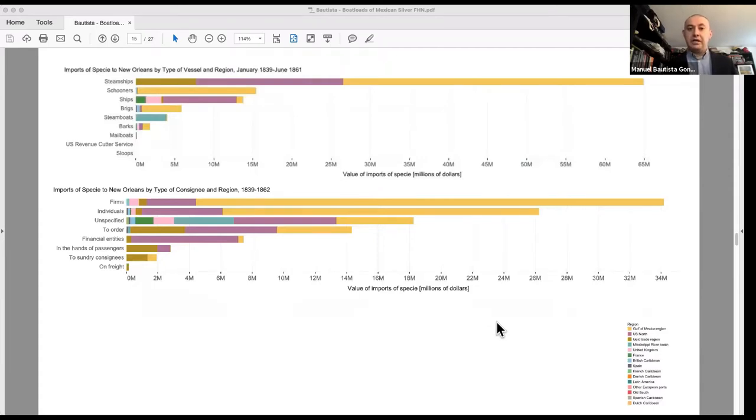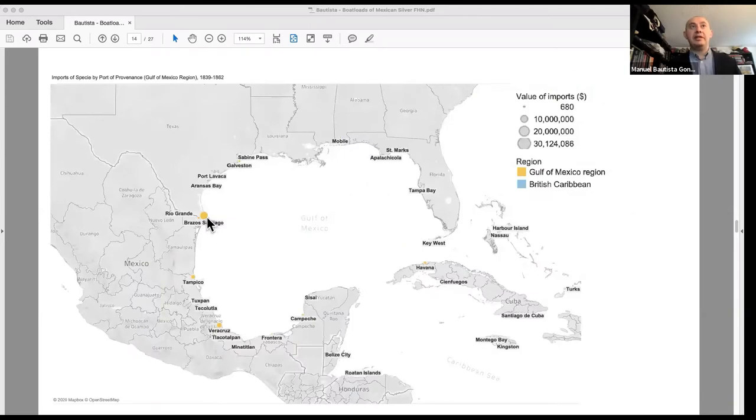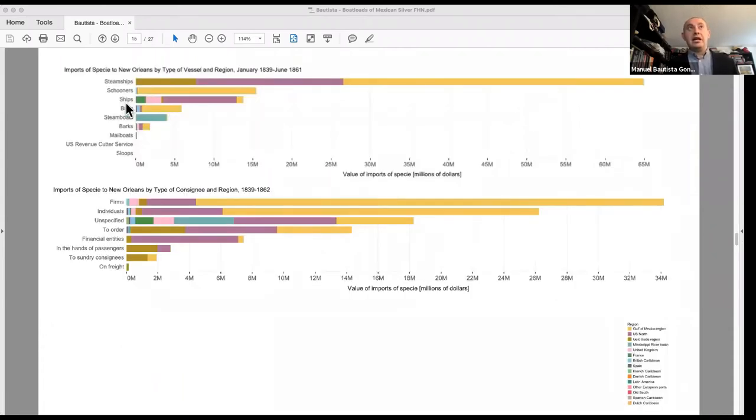What kind of ships and maritime and new transportation vessels were being used to transport this specie? Most of the specie was being brought in by steamships. These steamships made the route between Brazos Santiago and Tampico and Veracruz onto New Orleans. Then there were some schooners too. And the ships that are bringing in specie from New Orleans are ships that are making the longer routes, such as some specie imports coming in from Europe, some specie coming in from New York is actually being transported by ships. The main regions that are providing this specie are ports in the Gulf of Mexico, with yellow, and the US North, and by US North, we basically mean New York.